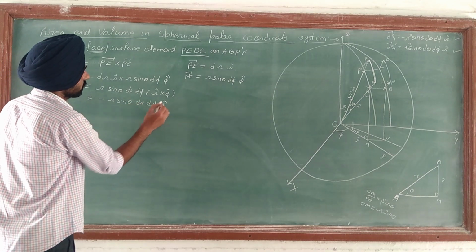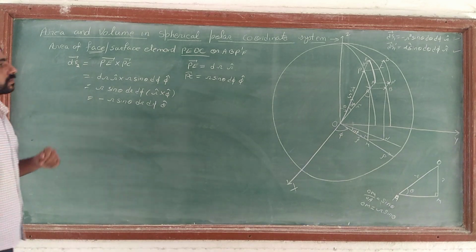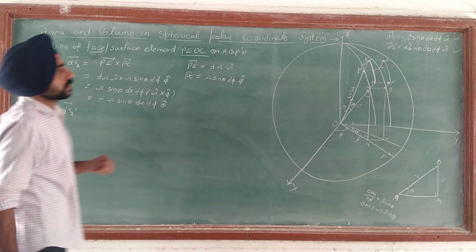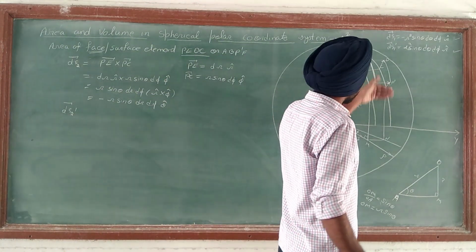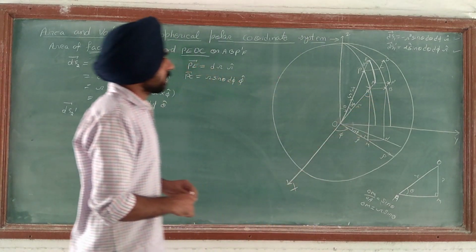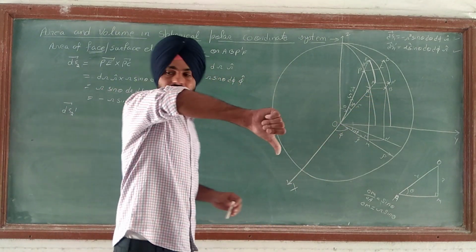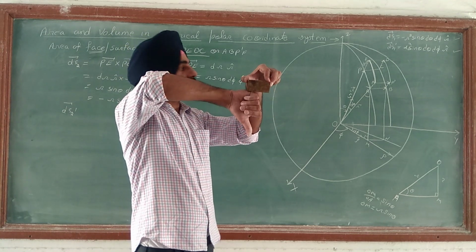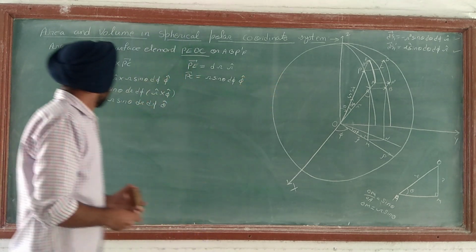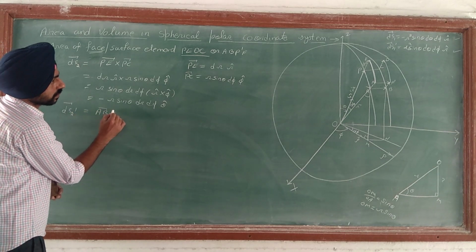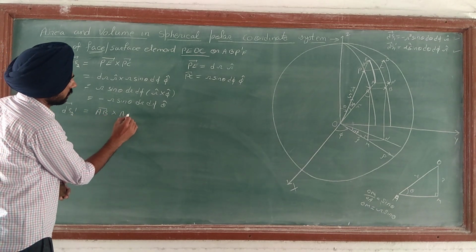Negative sign is written here. So this is ds2. Now similarly ds2 prime, that is for the lower face. So for this lower face it will be AB cross AF. This is the lower face, so it will be AB cross AF. So ds2 is AB cross AF.